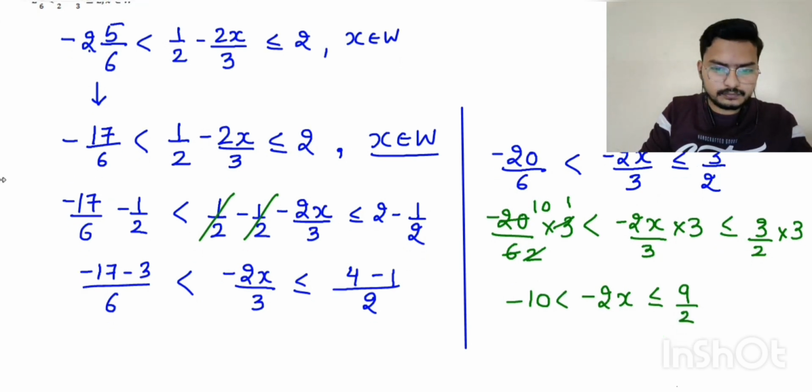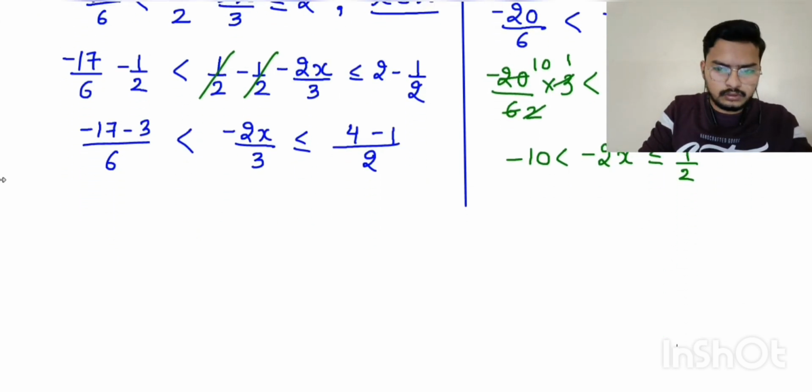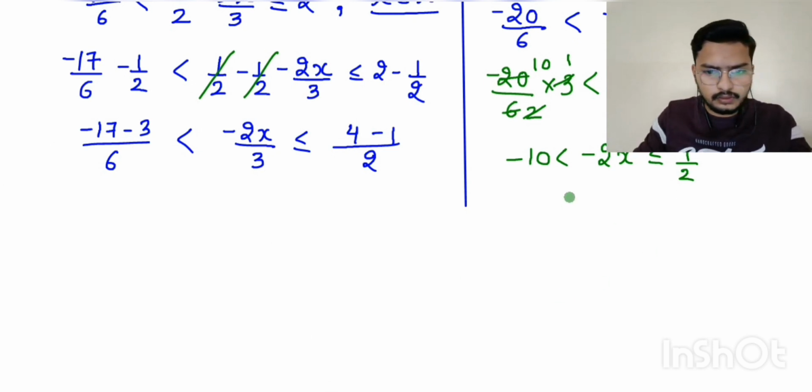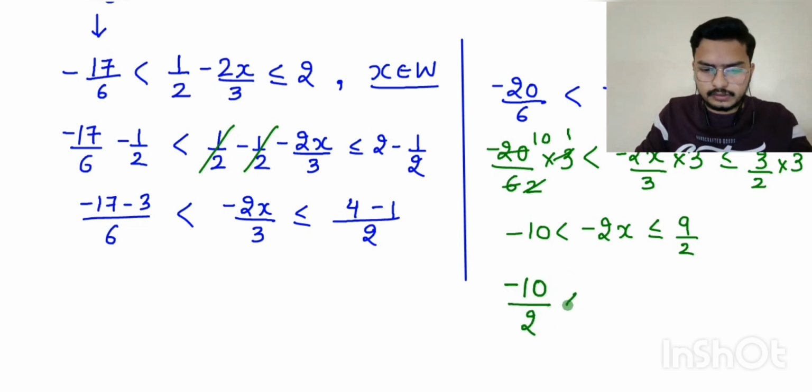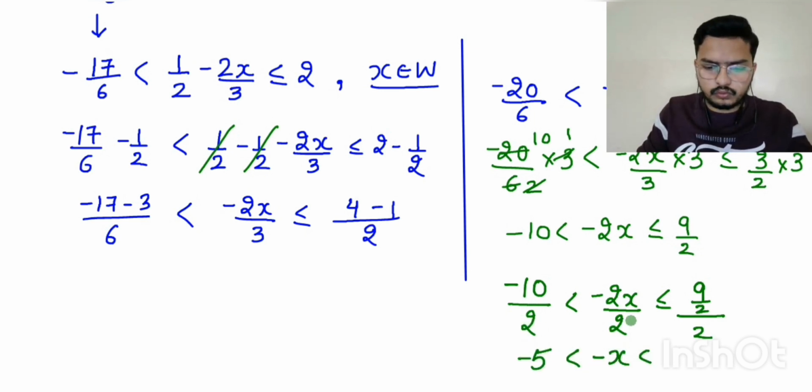Then look, now we want only the value of x, right? But still we have 2 here. So just divide this whole equation by 2, just like this. I am dividing the whole equation by 2 only. So 9 by 2, divided by 2. So this is exactly minus 5, less that is minus x, because the 2s cancel, and that is less equal, that is 9 by 4, right?